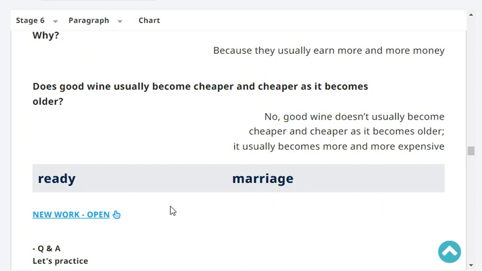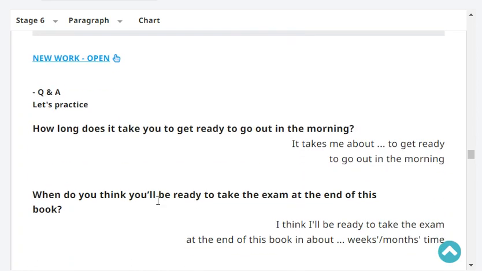Does good wine usually become cheaper and cheaper as it becomes older? No, good wine doesn't usually become cheaper and cheaper as it becomes older. It usually becomes more and more expensive.